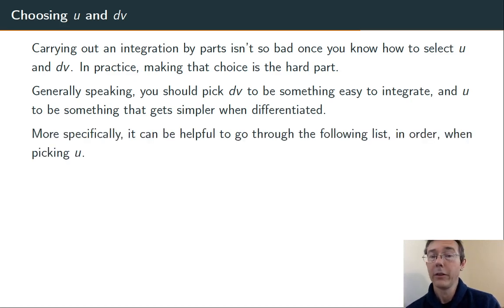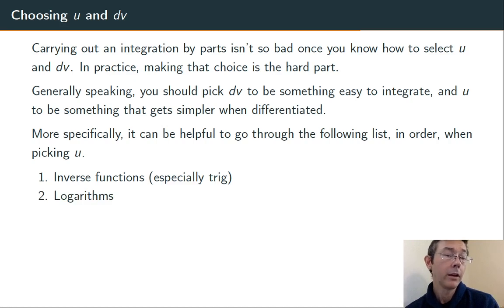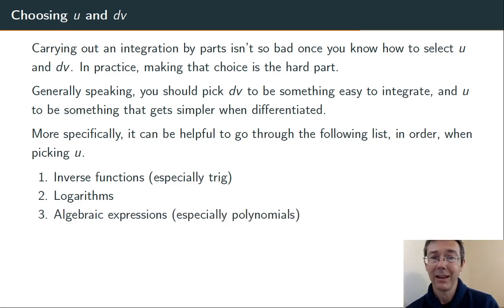There's a list that you can kind of run through, and this is a good rule of thumb. You should go through it in order. First, look for inverse trig functions, and more generally, inverse functions. Natural log falls into that, but let's say it explicitly. If you have logarithms in your integral, you should consider letting those be your u in an integration by parts. After that, algebraic expressions, particularly polynomials. So x falls into that category, x squared, for example.